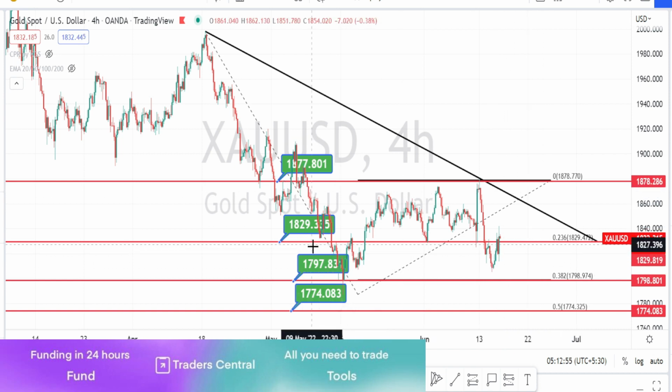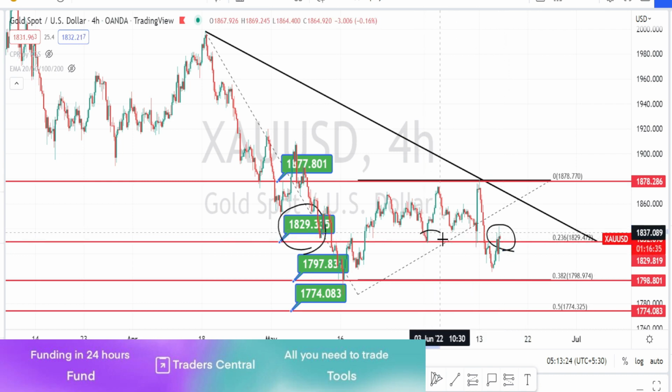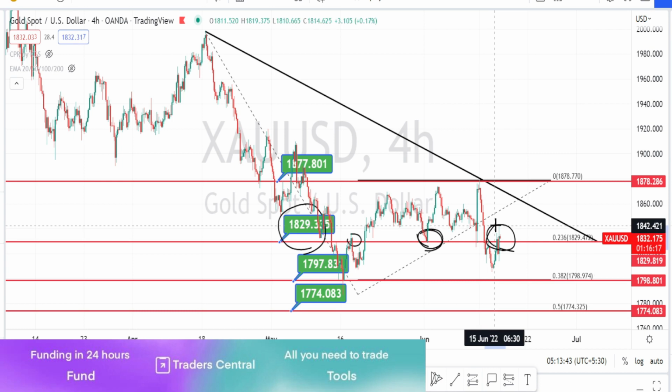Current price action has momentarily broken this resistance level of 1829. Whether the price action is going to sustain above this level or not, this we have to find out in today's price action analysis, because this level of 1829 had acted as a very strong resistance level and support level in the past. So let us find out whether this is the valid breakout or not.